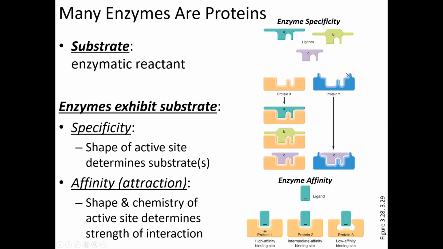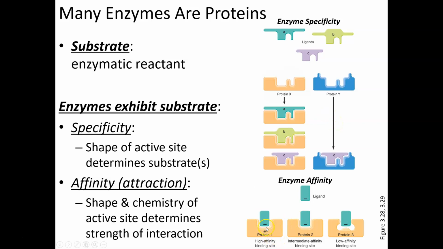So you have to have the right three-dimensional shape in order to bind to the enzyme. And it's really just the three-dimensional shape. What will help binding are two things. One is the affinity. The affinity is the attraction of the substrate in the enzyme.